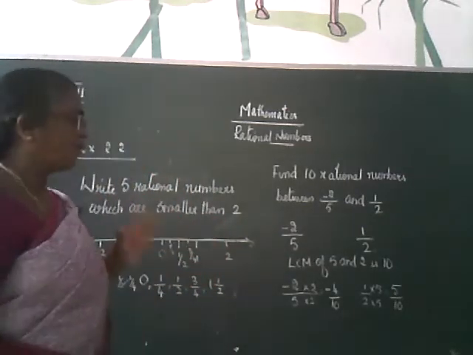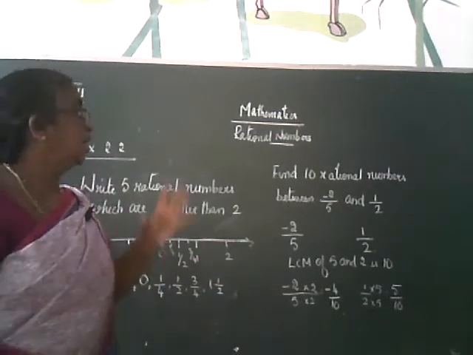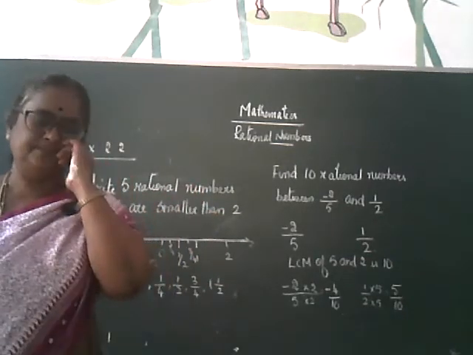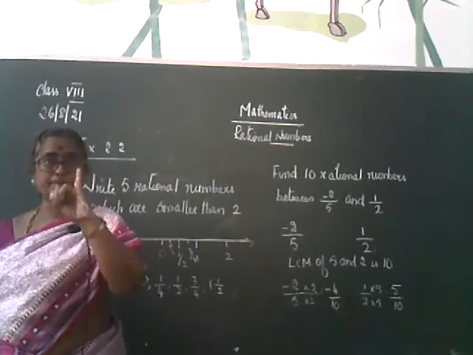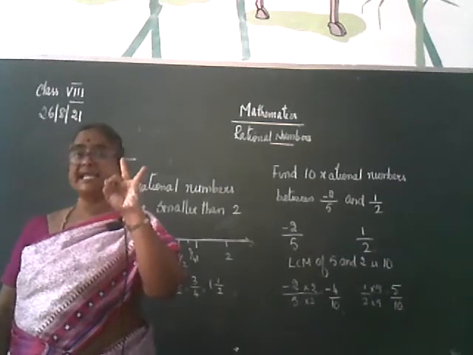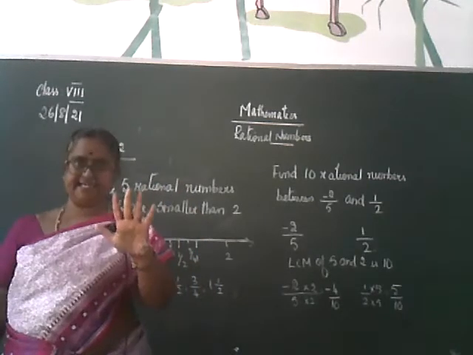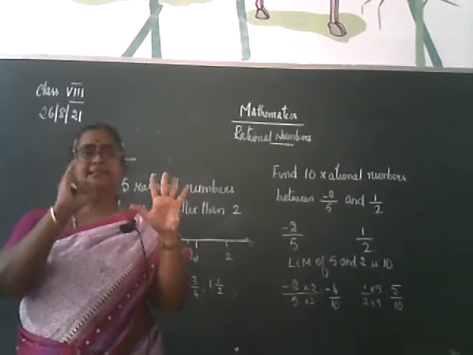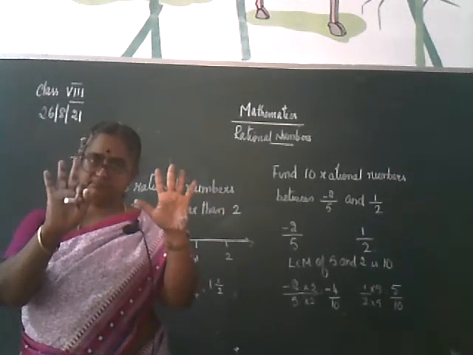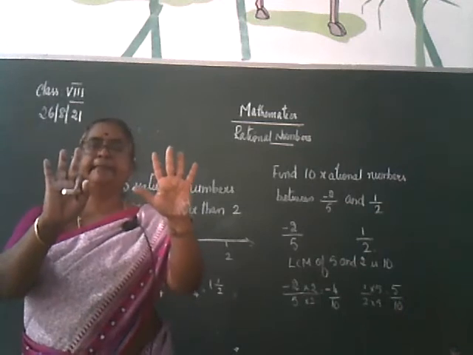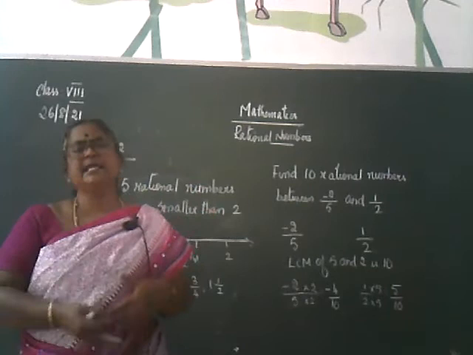See, if I want to write between minus 4 by 10 and 5 by 10, 10 rational numbers, which are the rational numbers I can write? Minus 3 by 10, minus 2 by 10, minus 1 by 10, 0 by 10, 1 by 10, 2 by 10, 3 by 10, 4 by 10. I can write how much? Only 8. But here he is asking 10. So I can do something else.